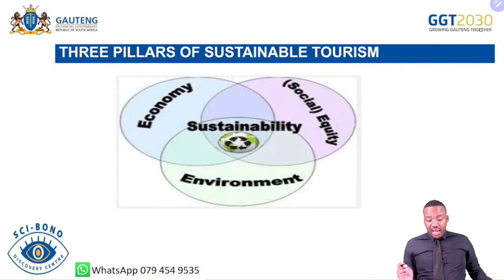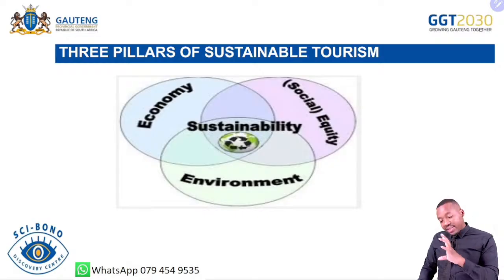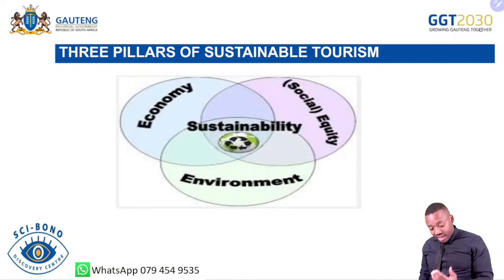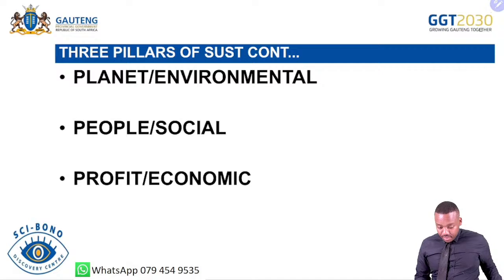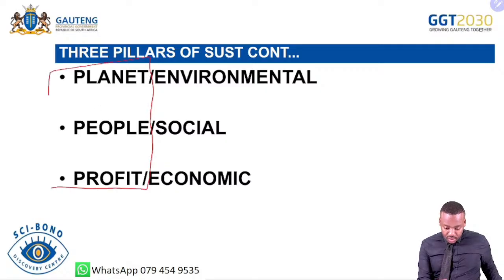Let's move. So there are our pillars. Sustainability is in the middle, hence I started with sustainability. The first pillar is what? Economic pillar. Then the second pillar is social pillar. Then the third pillar is what? The environmental pillar. Right? 3 pillars. Grade 10 we spoke about. This was grade 10's work.